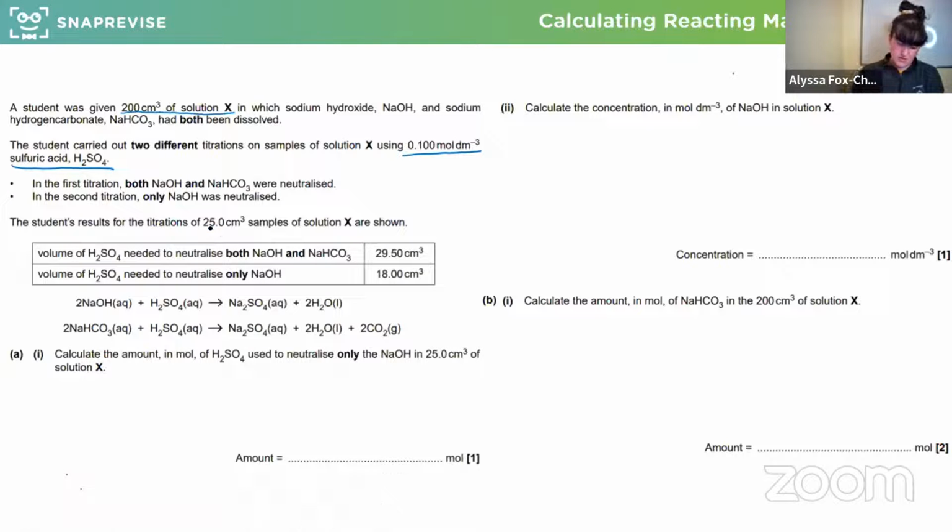Where do we get to? The student's results for the titrations of a 25 centimeter cubed sample of solution X are shown. The volume of sulfuric acid needed to neutralize both of them was 29.50. The volume of sulfuric acid needed to neutralize only sodium hydroxide was 18. Then we've been given the reacting ratios, so we've been given the balanced equations. And then it says, calculate the amount in moles of H2SO4 used to neutralize only the sodium hydroxide in 25 centimeters cubed of solution X.